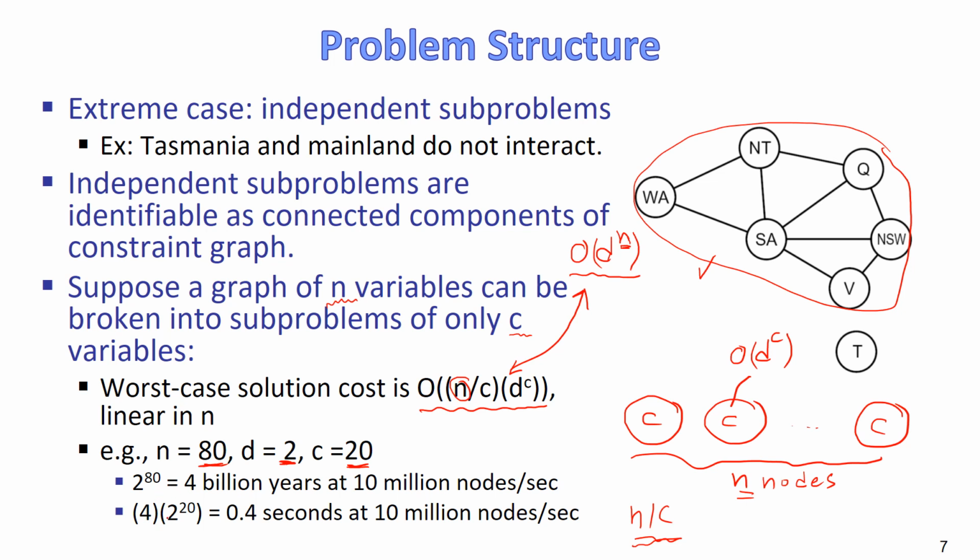The general problem, which will take order of 2 to the power 80, which is 2 to the power n here, will take 4 billion years if I just process 10 million nodes per second. 4 billion years. Now, on the other hand, if we solve each problem separately, then it will be that order, which will take 0.4 seconds. It's not even 0.4 years, it's 0.4 seconds. So imagine the difference between these two. Huge difference, huge gain in efficiency.